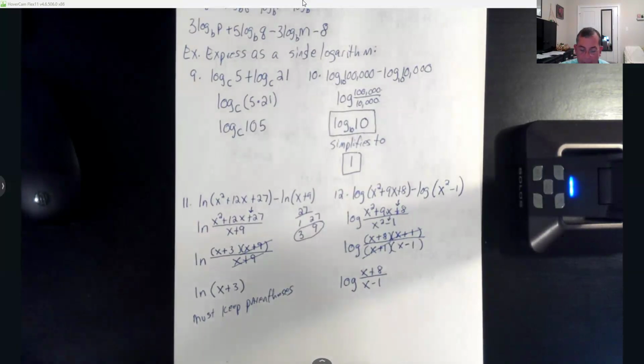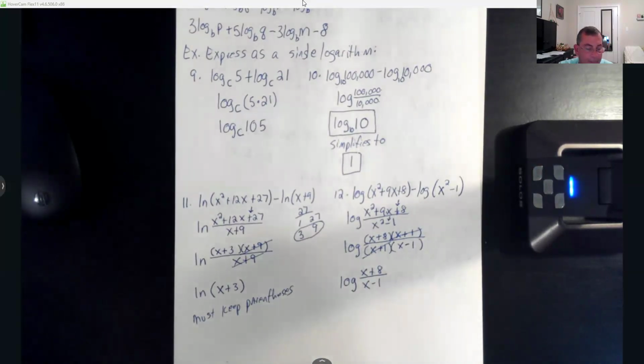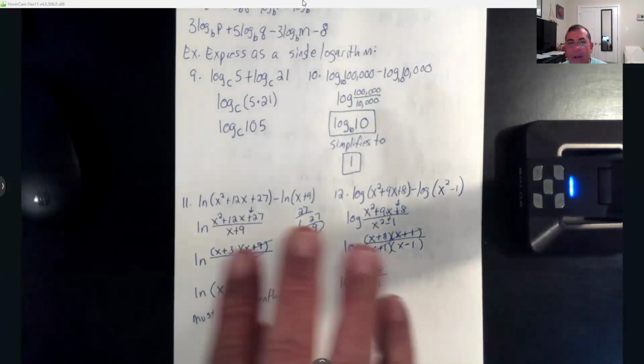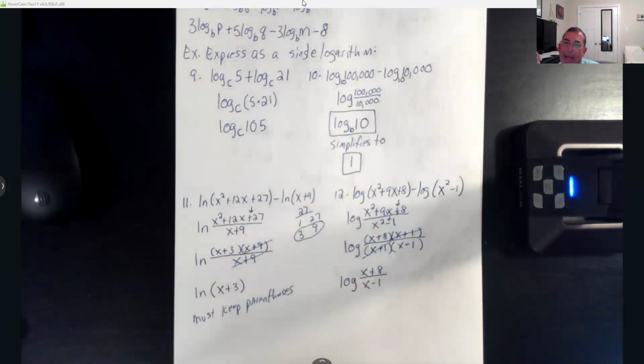So that was the trick on 9.5: we mainly used those three properties of logarithms, okay?